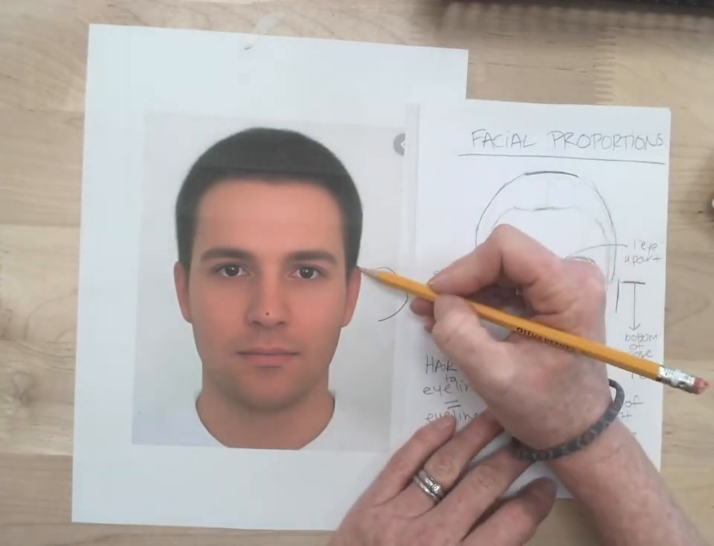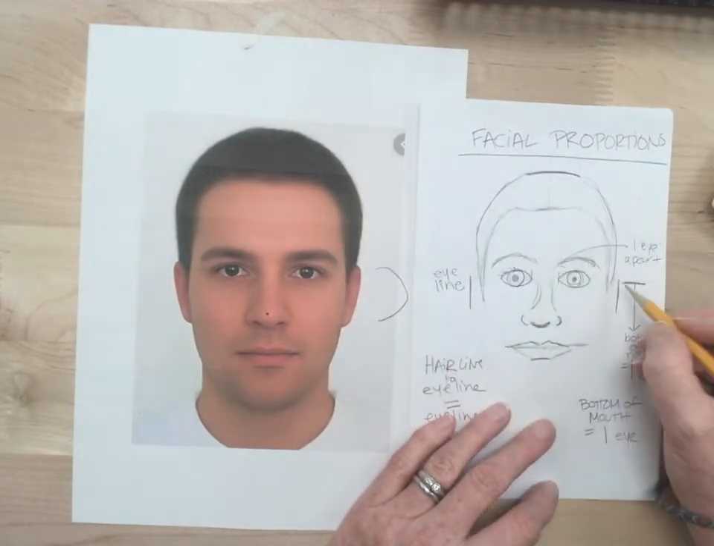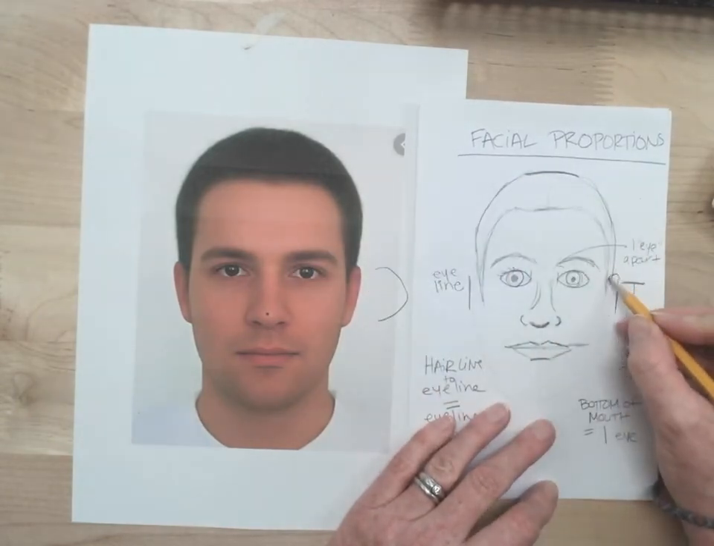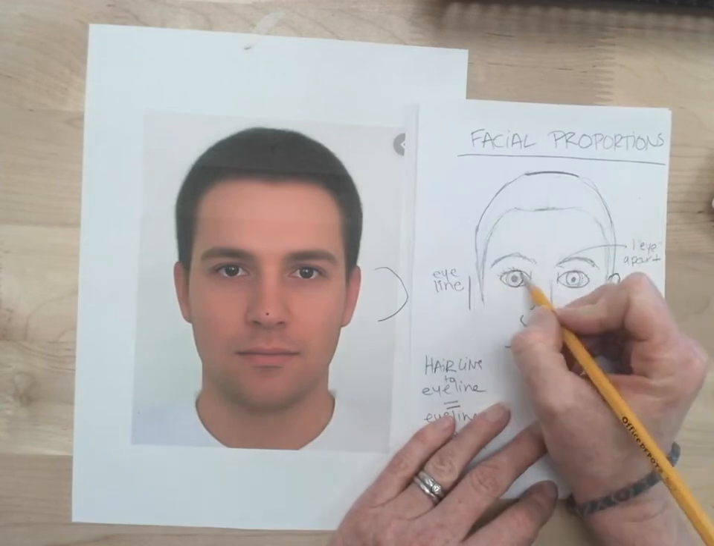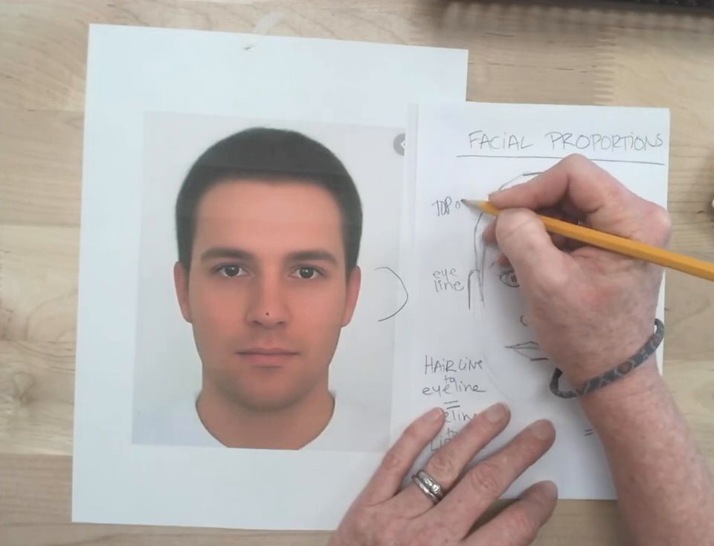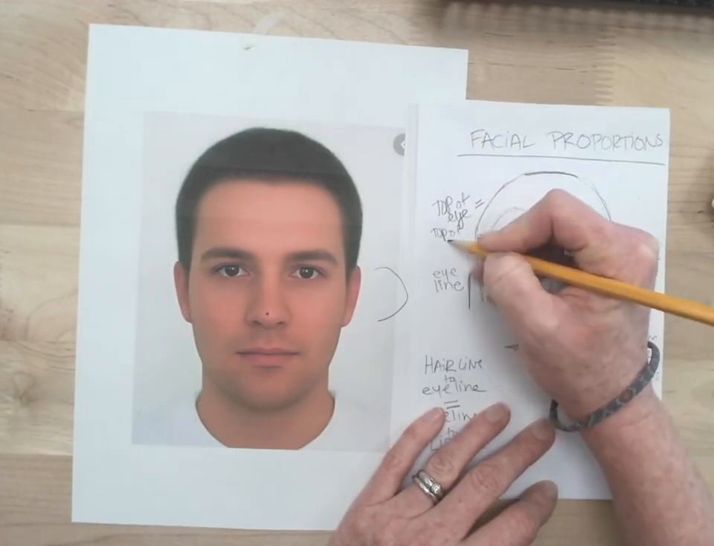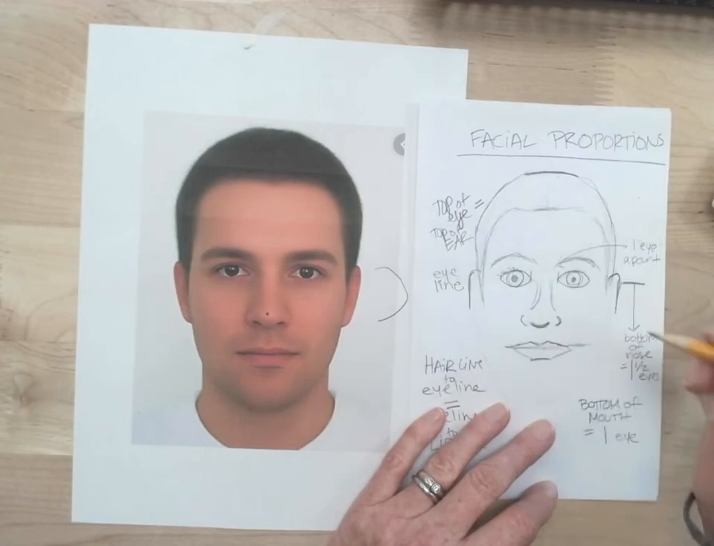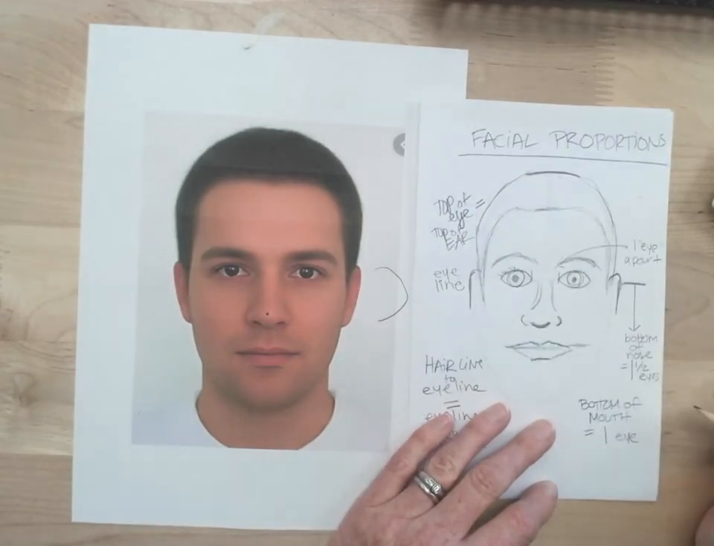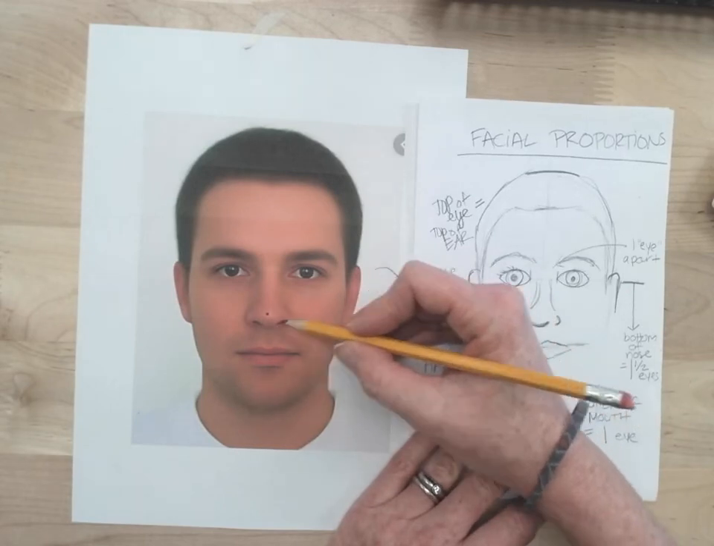The top of the ear lines up with the top of the eye. So top of my eye over here on my drawing. Top of the eye. So top of eye equals top of ear. Pause the video and write that. Bottom of the ear lines up with the bottom of the nose.